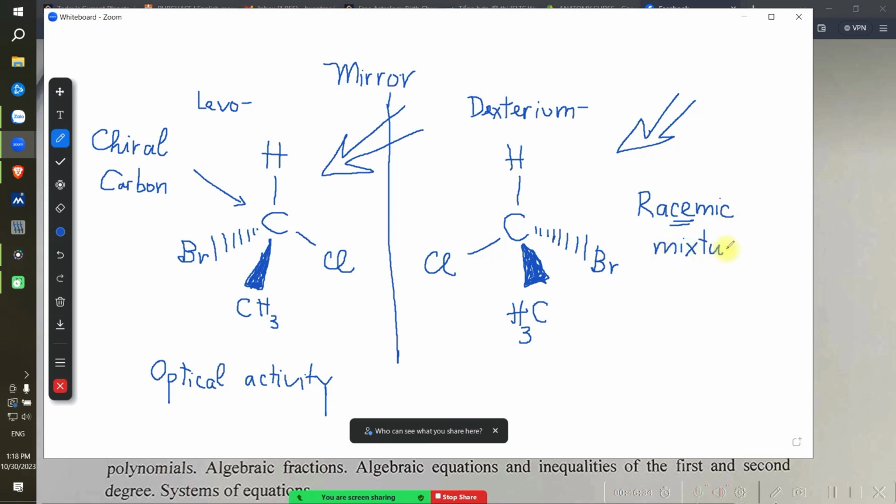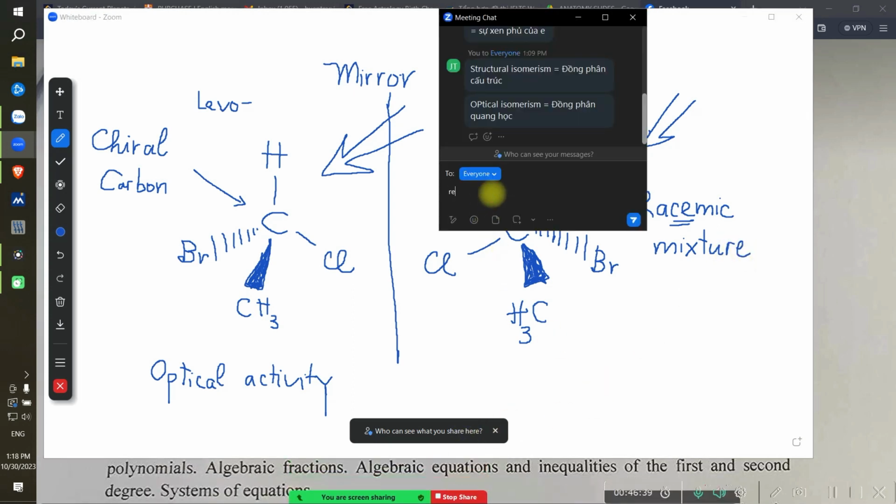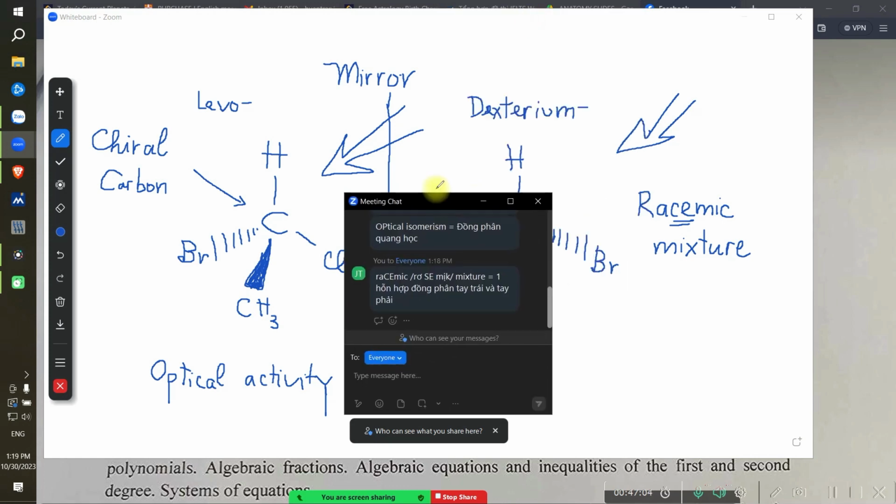Racemic mixture. What is a racemic mixture? A racemic mixture is basically a mixture of left-hand and right-hand isomers, 50-50. It's a 50-50, maybe not exactly 50-50, but it's a mixture of left-hand and right-hand isomers.